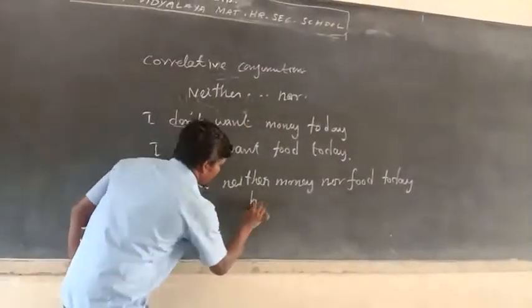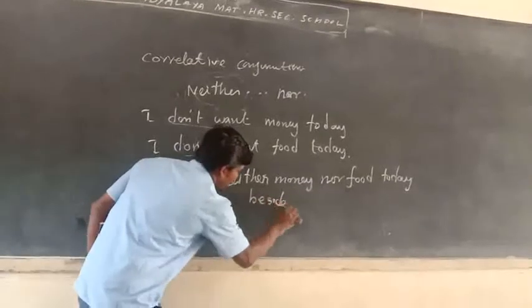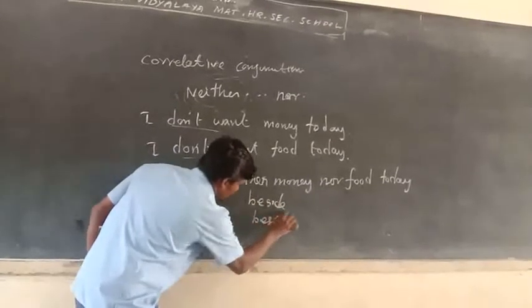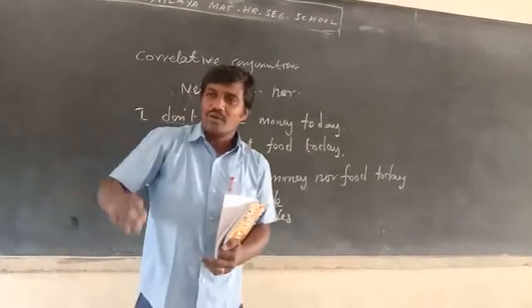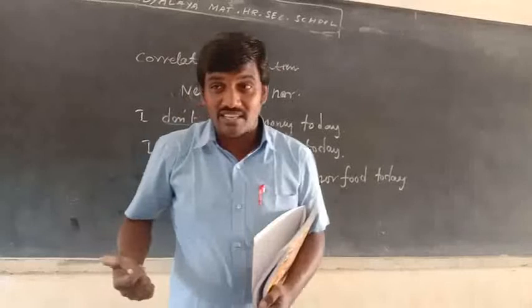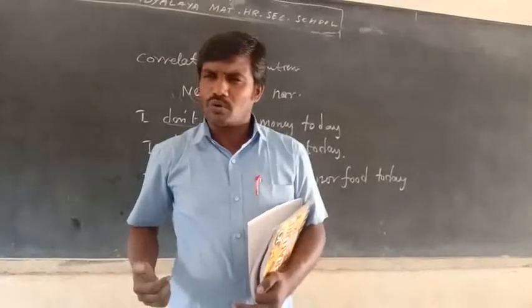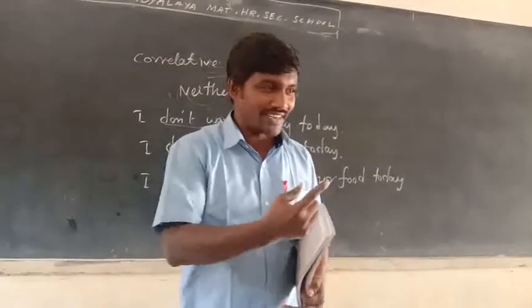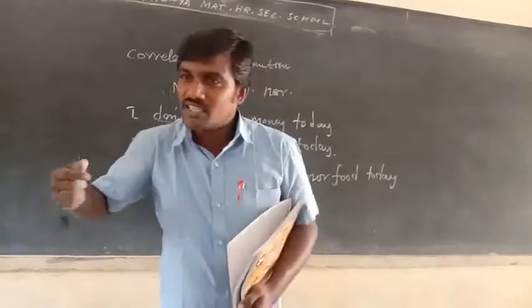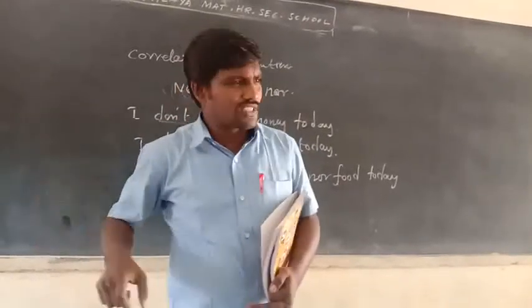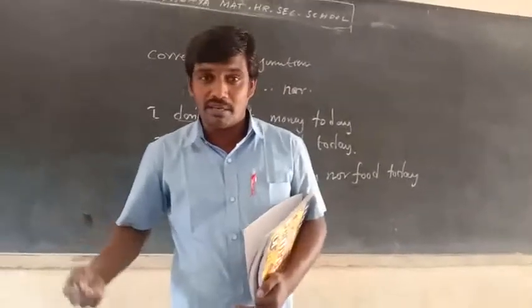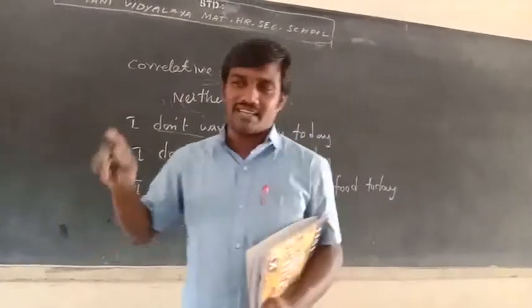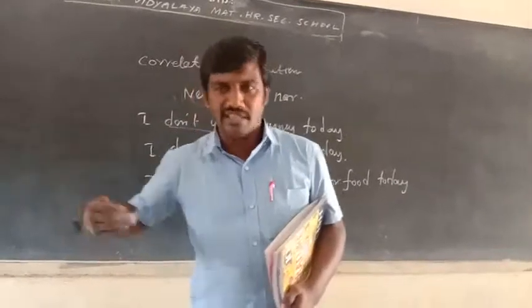Beside and besides. What is the meaning of beside and besides? Do you know the difference here? Beside means very near. When your friend is calling, you can say, hey, my dad is beside me, don't call me, call later. My father is sitting beside me, my father is standing beside me, my master is standing beside me, don't call me now, please call me later. We will say like that, beside means near.